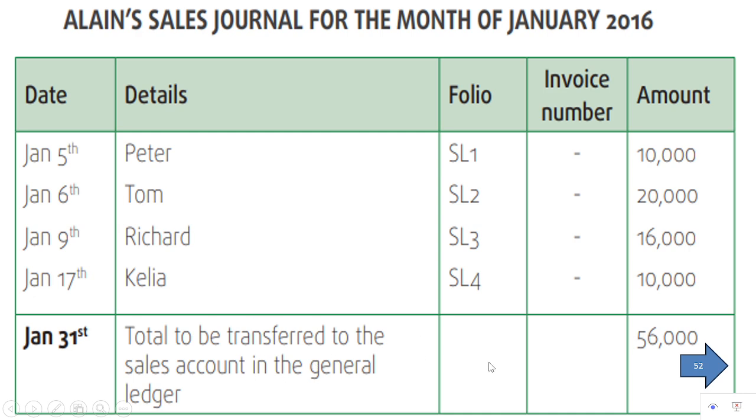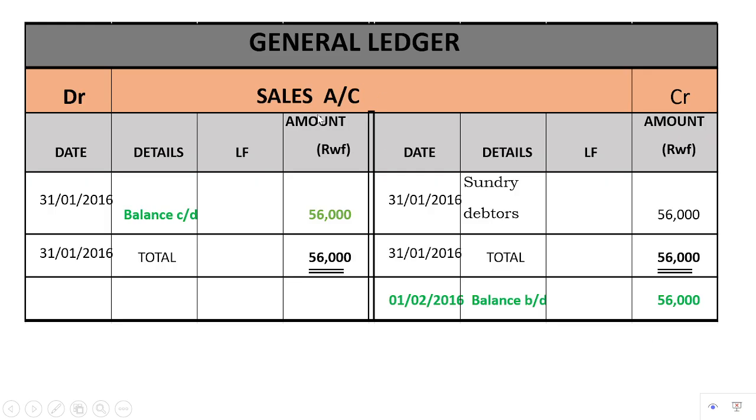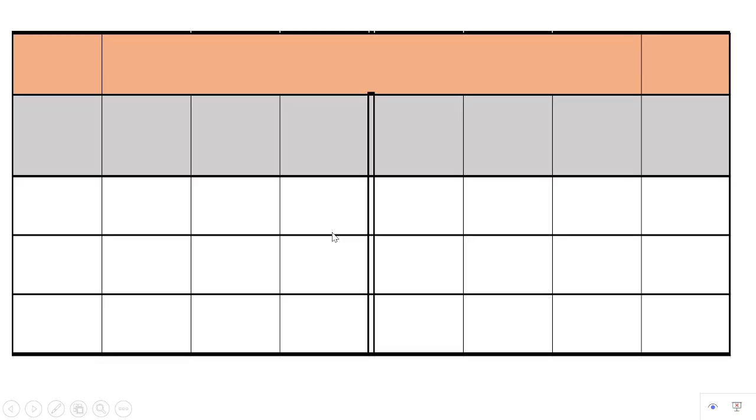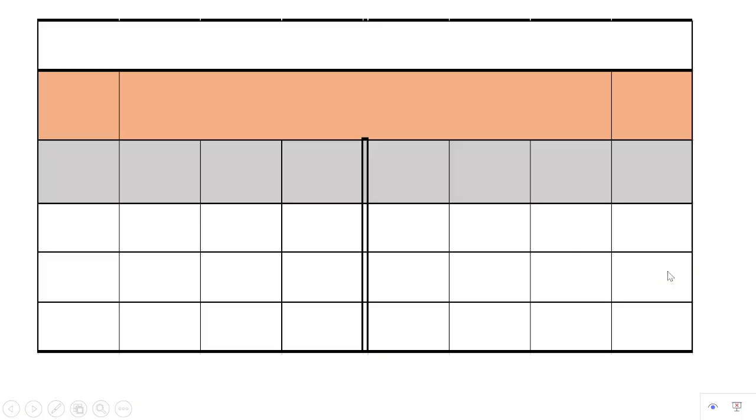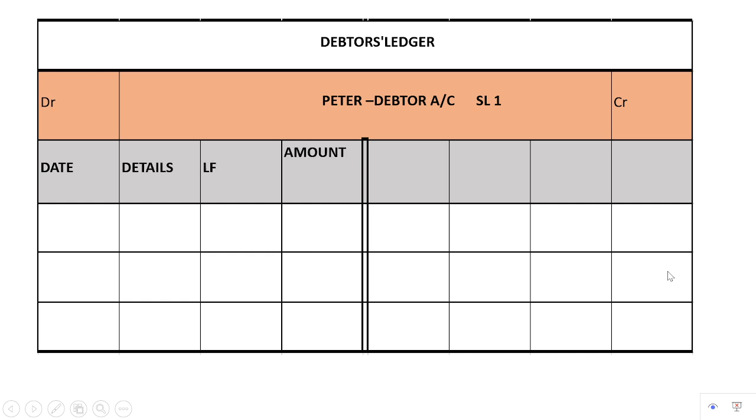And remember, the total will be transferred to the general ledger, in an account called the sales account, which is opened under the general ledger. This is it. Then we have here an account of debtors, the debtors ledger. Peter, a debtor. Sales ledger 1. Remember to write all this information.